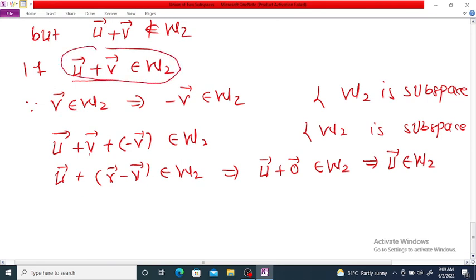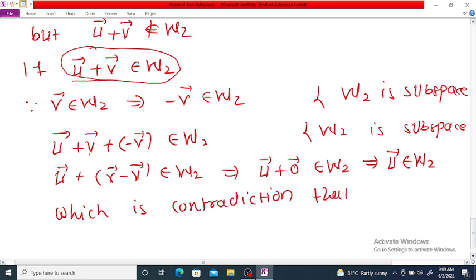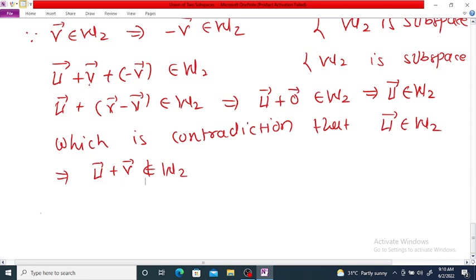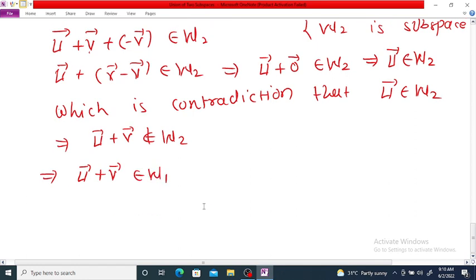Okay, so why do we obtain this contradiction? The contradiction is that u bar does not belong to W2. And therefore u bar plus v bar does not belong to W2. Now u bar plus v bar does not belong to W2 implies u bar plus v bar belongs to W1.